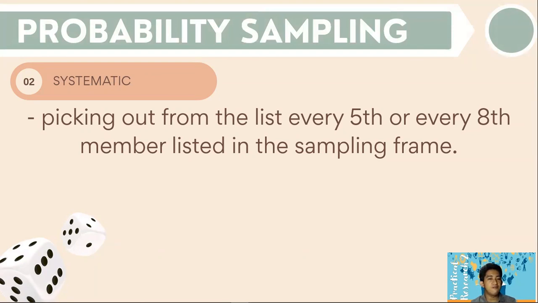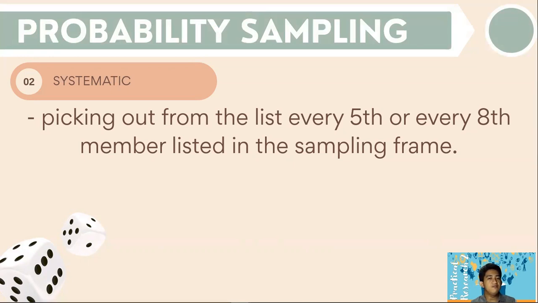The advantage of this is it's very easy to be done because you have all the lists, and then you just need to pick every 5. So you just need 1, 2, 3, 4, 5. This participant will be our first sample. Then you count another 5, the second participant, and so on and so forth until you reach the desired number based on how you calculated your sample size.